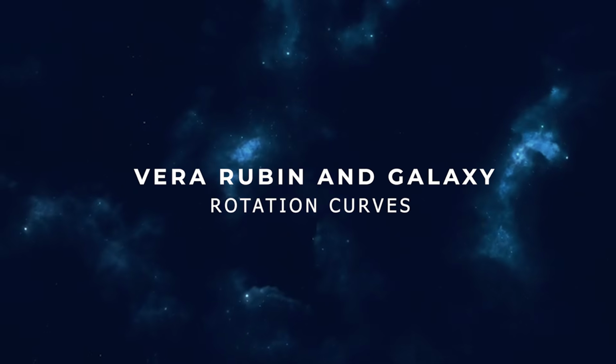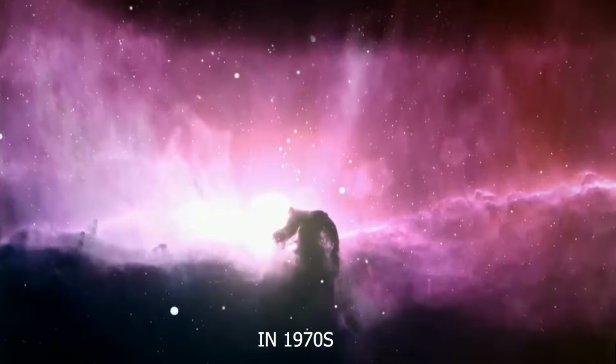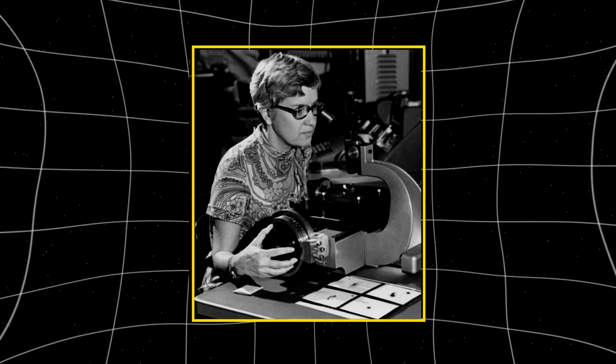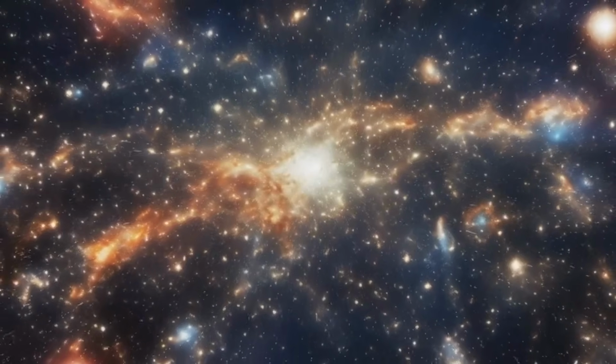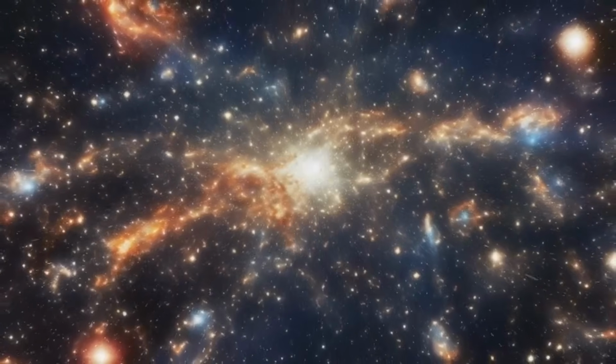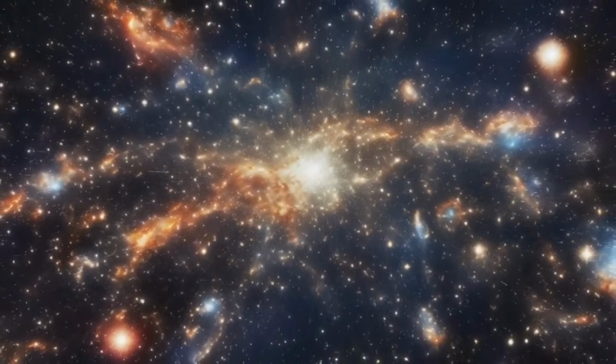Vera Rubin and galaxy rotation curves. In the early 1970s, Vera Rubin, an American astronomer, began a series of observations that would change the way scientists understood galaxies and the universe.